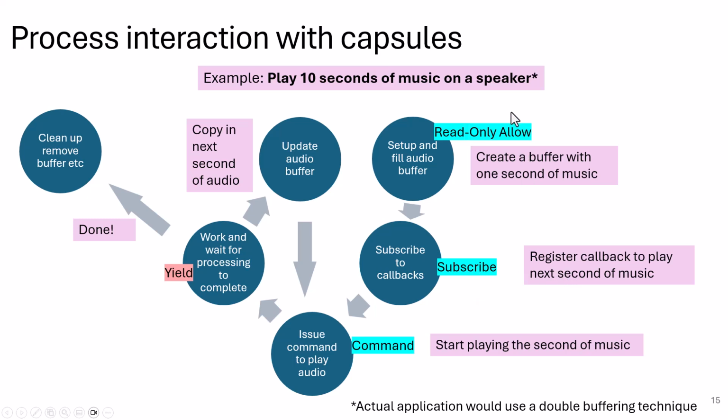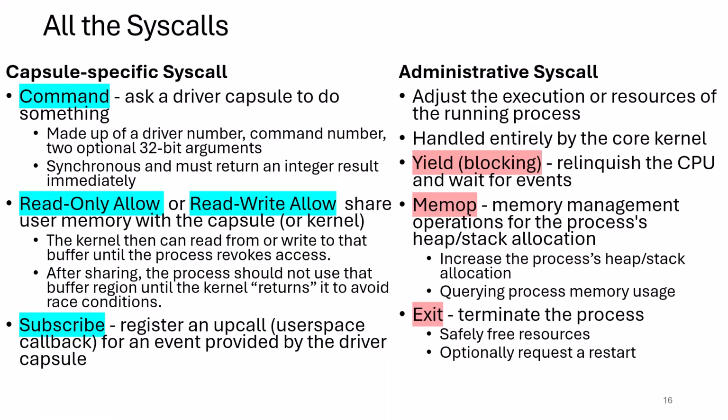So this was using a few different functions, with the read-only allow to set up the buffer. The user called the subscribe to give the kernel a function that it could call back on, and then it used the command syscall, and it also used the yield syscall. But that's not all the syscalls. If we look at all of the syscalls, which is here, for all of these syscalls, there's a few more.